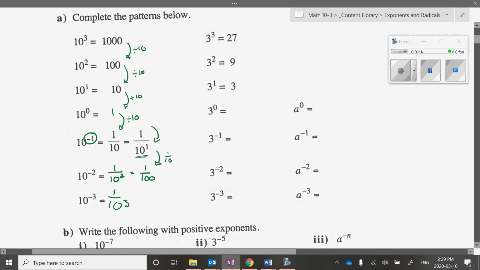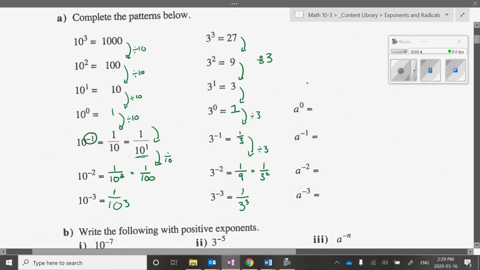On this side, they did it with 3s, so 3 to the power of 0 is 1. We're dividing by 3 as we go down this column. 1 divided by 3 gives me 1/3. 1/3 divided by 3 gives me 1 over 9, which is the same thing as 1 over 3 squared. So this is then 1 over 3 cubed.